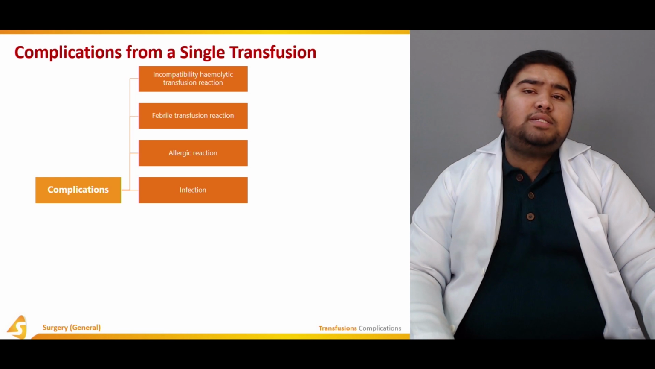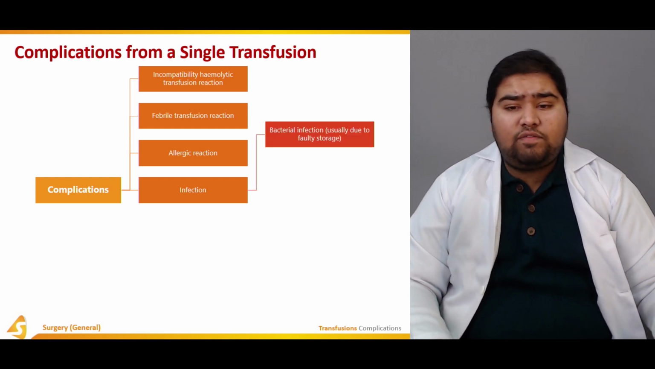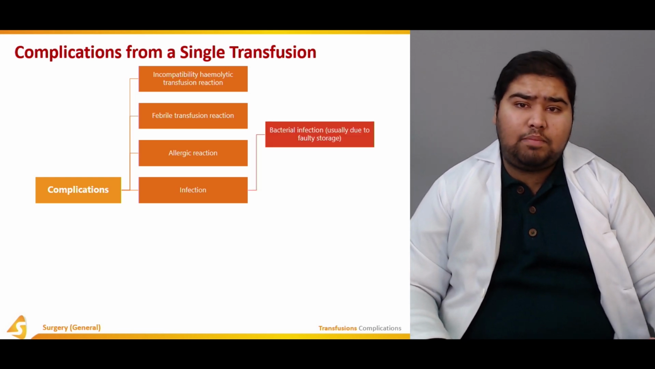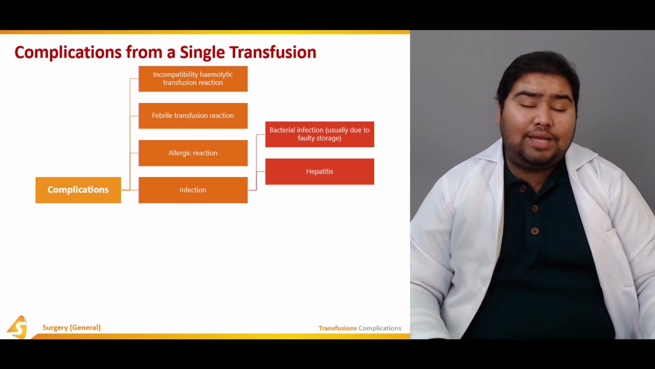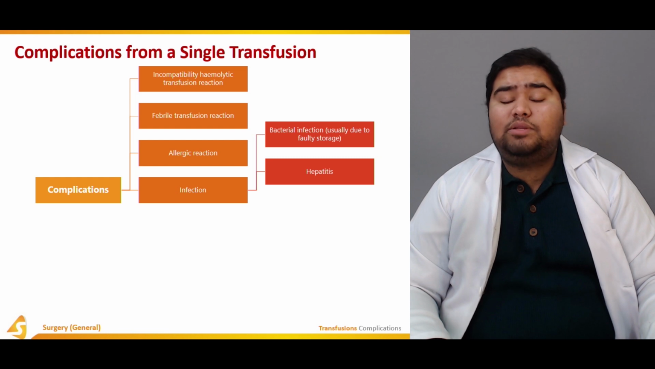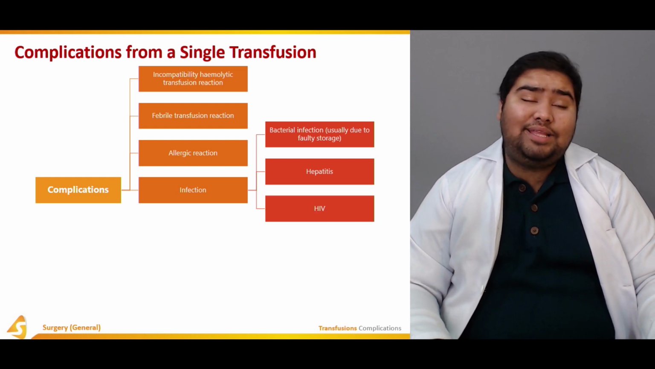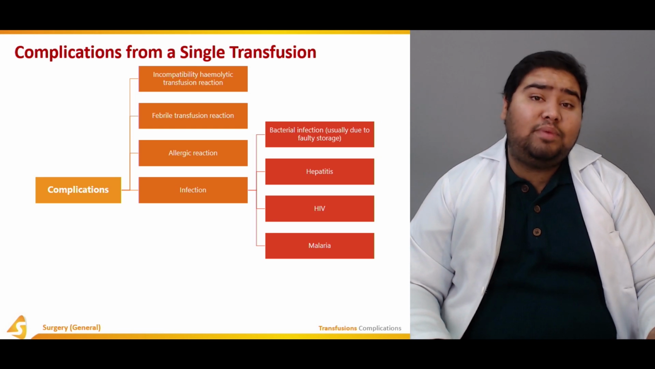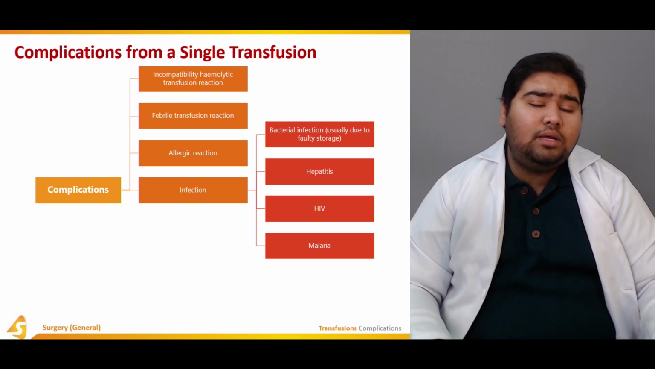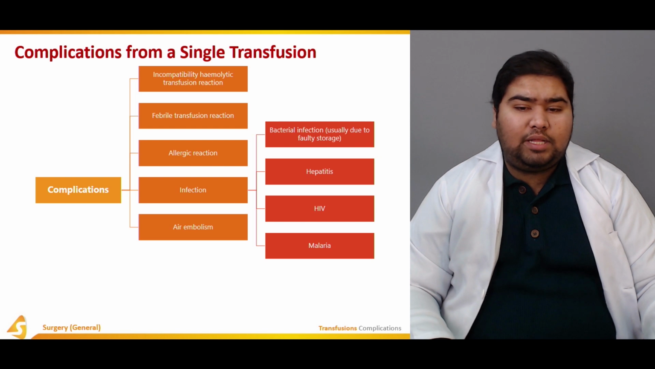Then infections can occur. There is a variety of infections that can occur. The infections can be bacterial, which are usually due to faulty storage of the blood. There can be hepatitis due to ill screening of the blood, HIV, again due to ill screening of blood, and even malaria can be transferred as a bloodborne pathogen.